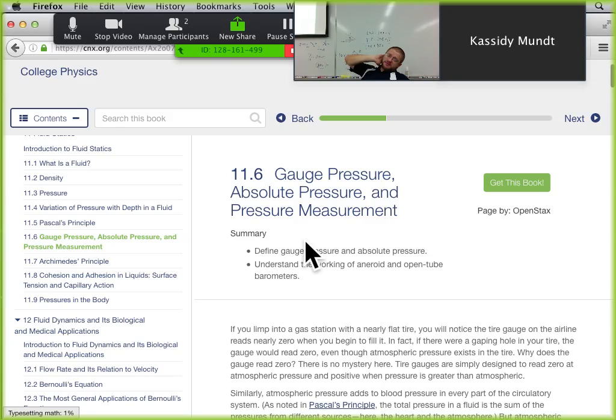And then we talked about gauge pressure, absolute pressure, and pressure measurement. What's the difference between gauge pressure and absolute pressure? Anybody remember? That's right. Gauge pressure is comparing one pressure to another pressure, usually atmospheric pressure, right? And then absolute pressure, what are you comparing to? Zero pressure, right? You're comparing to a situation where there's absolutely no pressure, and that is absolute pressure measurement.